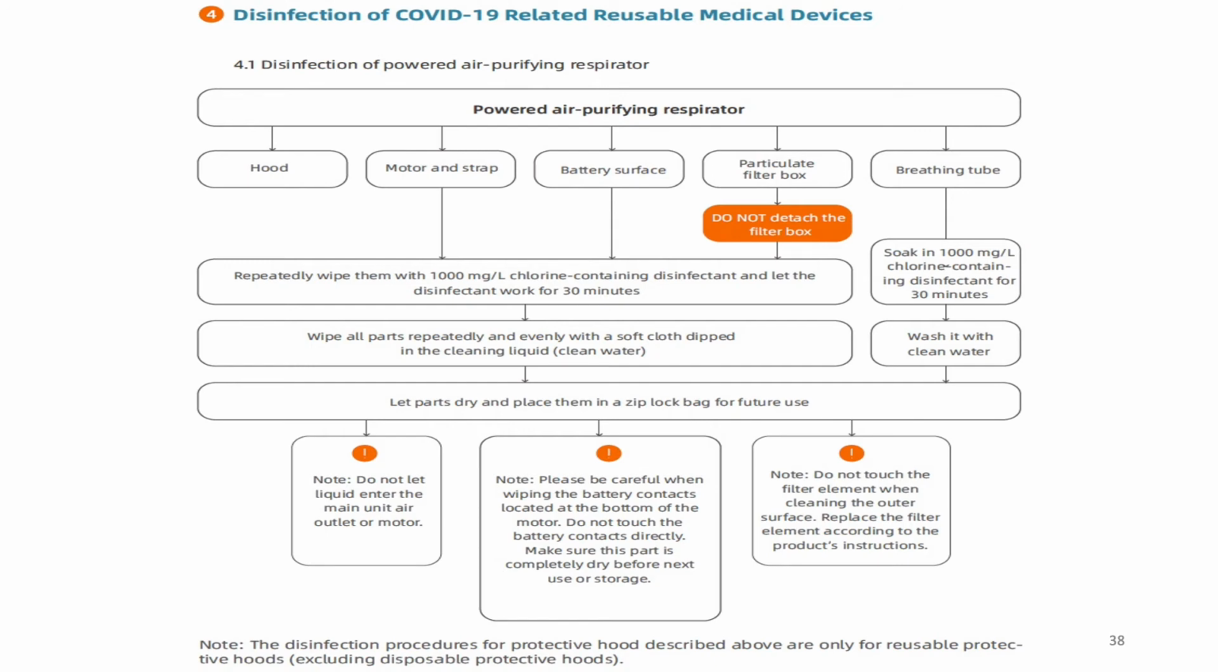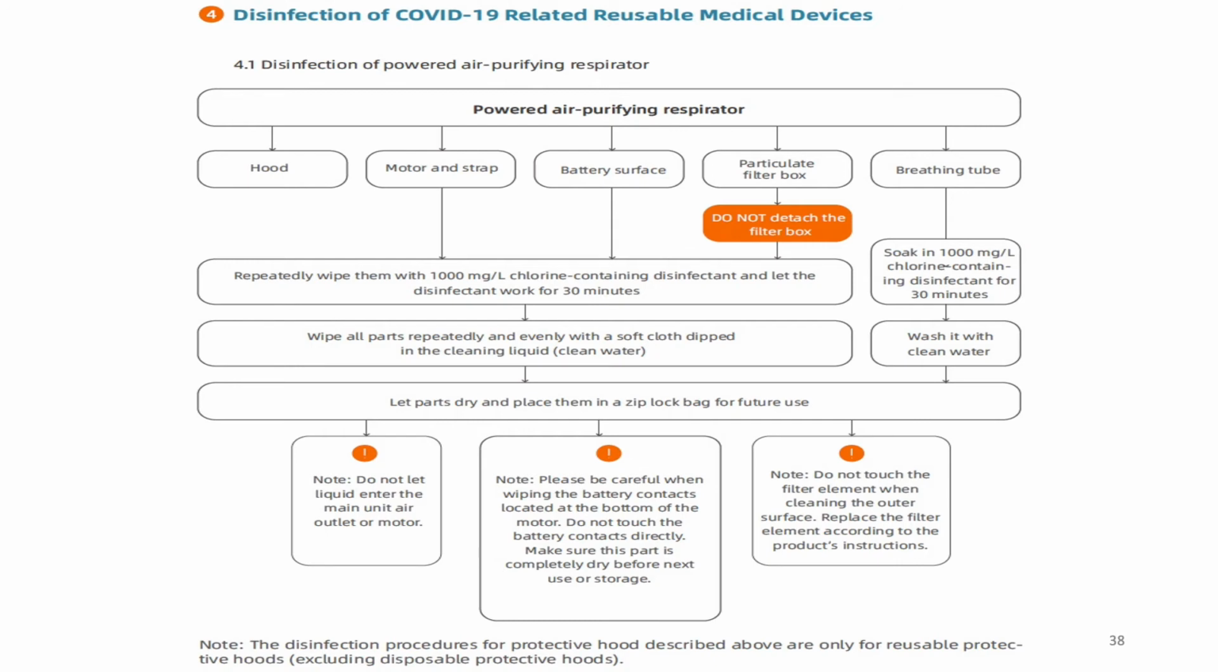We now come on to Section 4, Disinfection of COVID-19 related reusable medical devices. 4.1, Disinfection of powered air purifying respirator. So you've got the powered air purifying respirator, which is made up of a hood, motor and strap, a battery surface, a particulate filter box and a breathing tubes.